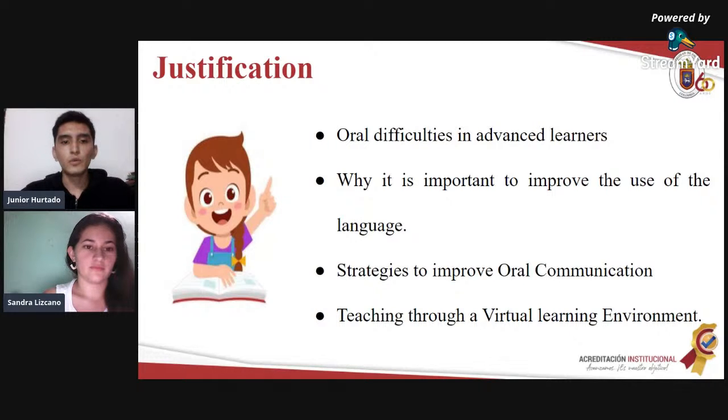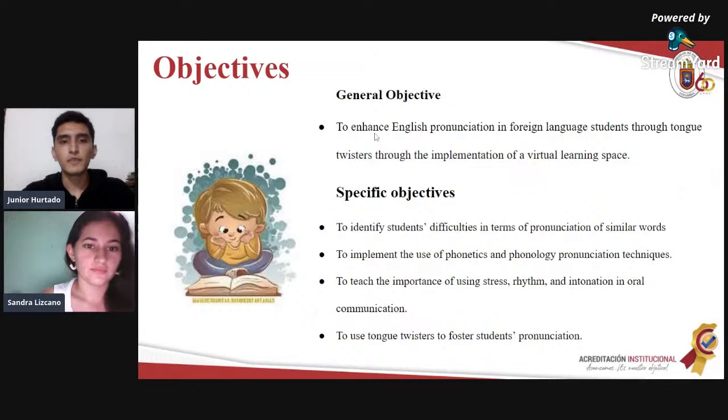Also, we continue with the objectives of our project. So we found the general objective and the specific objectives. So you can continue, Sandra. Okay, Junior. Yes, as you can see here, we find the general objective, which is to enhance English pronunciation in foreign language students through tongue twisters through the implementation of a virtual learning space. In this case, it's going to be Teams.